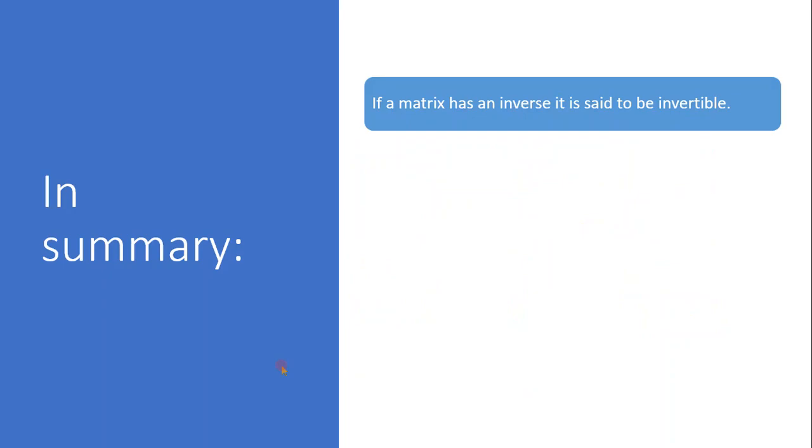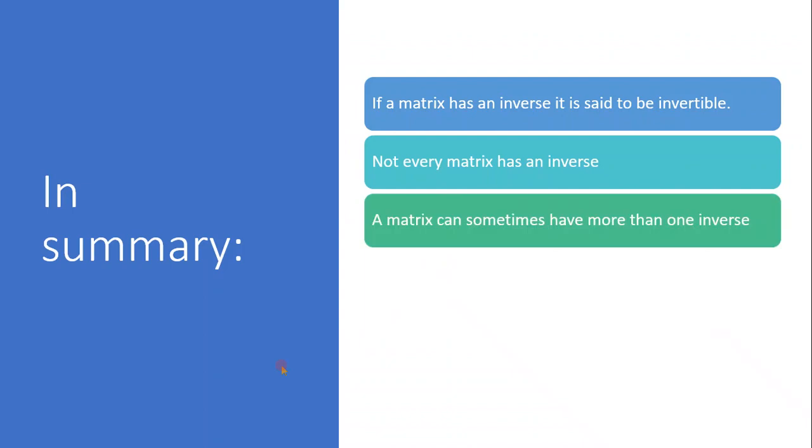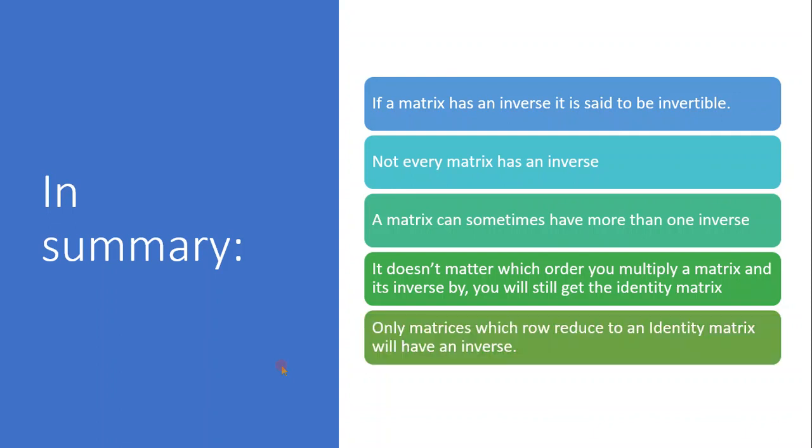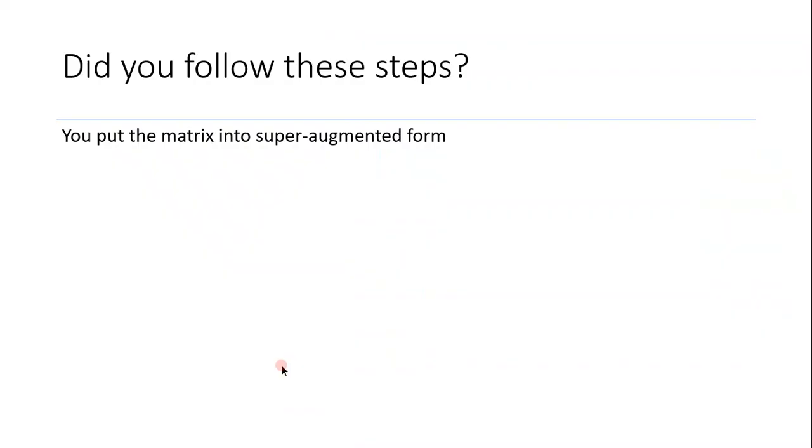So to conclude, if a matrix has an inverse, it is said to be invertible. Not every matrix has an inverse. A matrix can sometimes have more than one inverse. It doesn't matter which order you multiply a matrix and its inverse by, you will always get the identity matrix. Only matrices which row reduce to an identity matrix will have an inverse.